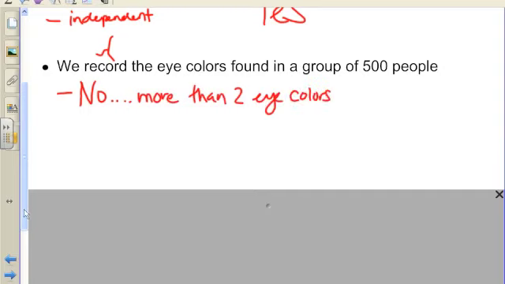Right, we've got at least brown, blue, green, hazel. I don't know what else there is, but that's more than 2. Now, if I had said I was looking for people with blue eyes, then it could be blue versus not blue, which is kind of what we did in the first problem. Okay, and then we could get away with it. But that's not the case here. We're just recording the eye colors, and there are more than 2 eye colors. So this one is not Bernoulli.